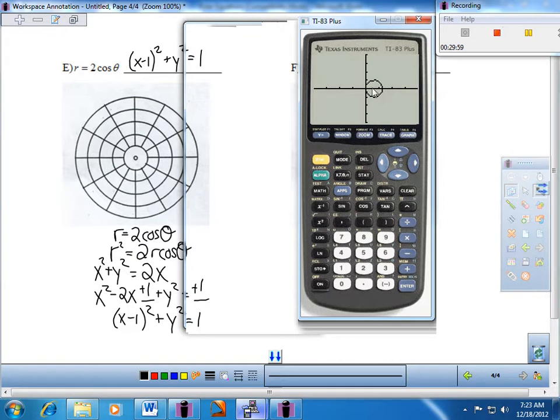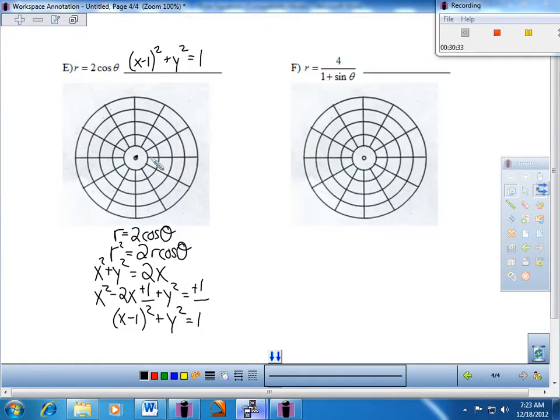There it is. This is your 1, 0 right here, because remember that's pi over 2. So I put this on the trig window. But there we go. There's your 1, 0 and a radius of 1. So here it would look something like this. And there's your center. And not too bad.